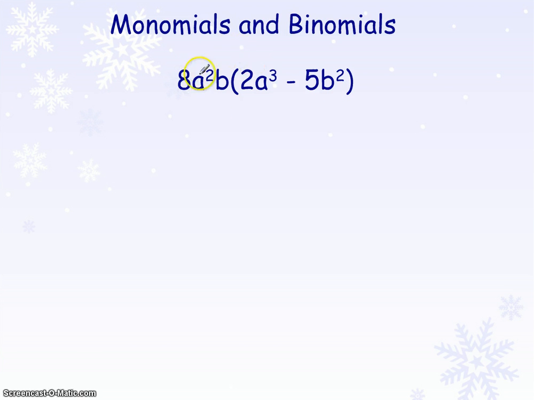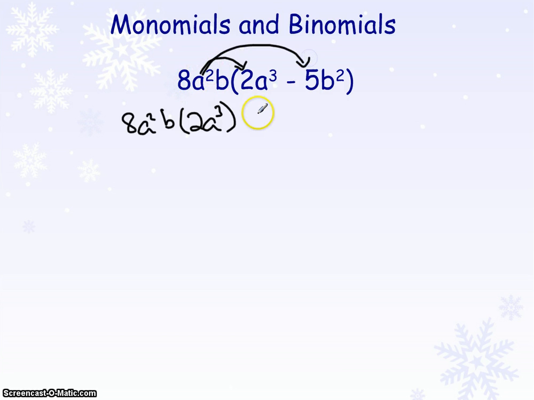Now when you step up the pace a little bit here, you've got some more distributive property that's going to take place. So the steps become a little bit more involved. So you have this first term times the first term in the binomial in here. So as I draw the arrow, it's 8a squared b times 2a to the third. Then you're going to distribute this 8a squared b to the second term here. So that would be positive 8a squared b times the second term here, which is negative 5b squared.